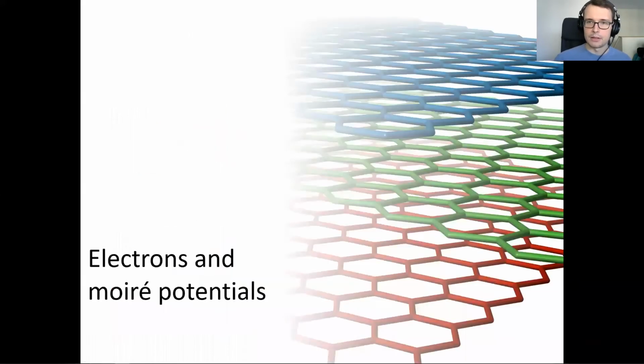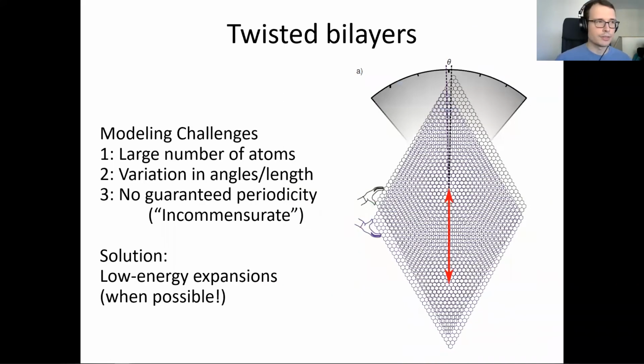Okay, so my next section is going to be about these electrons, the Moiré potentials, and just talk a little bit about the models behind them. Are there any questions about atomic relaxation before I continue? Okay, great. And if anyone has questions, either interrupt me or we'll have some time at the end to go over anything. So let's talk about how we model electrons in the system.